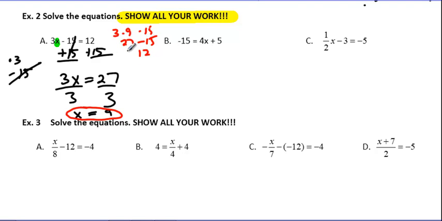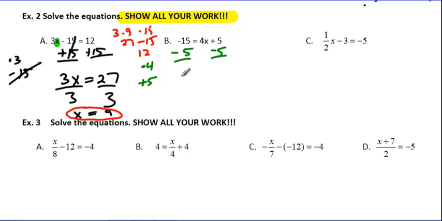Alright, look at B. You'll notice the variable's on the right. So again, I read the right-hand side first, and I see that I am multiplying by 4 and adding 5. The last thing you say is always the first thing you get rid of. So I said adding 5, so I'm going to get rid of that first. Subtract 5 from both sides.